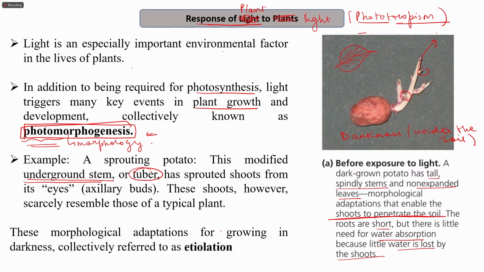These morphological adaptations for growing in darkness are collectively referred to as etiolation. The potato has undergone these adaptations to grow in the darkness, where there is no need for expanded leaves, therefore non-expanded leaves are present. The stem is tall because it has to come out of the soil, and it is a spindly stem. These are the adaptations which the potato undergoes for growing in the darkness, collectively referred to as etiolation.